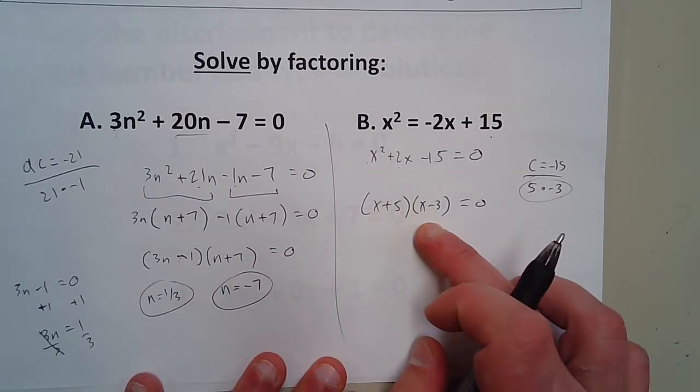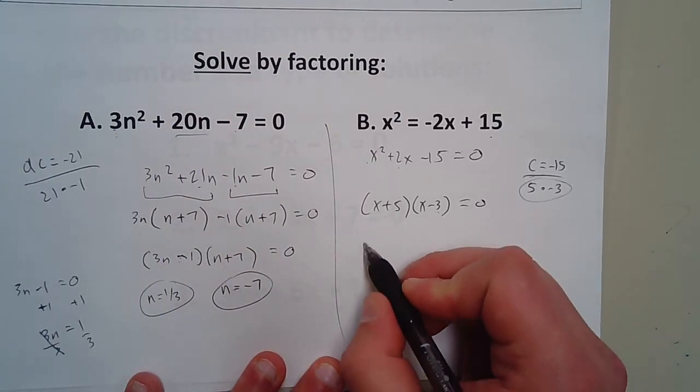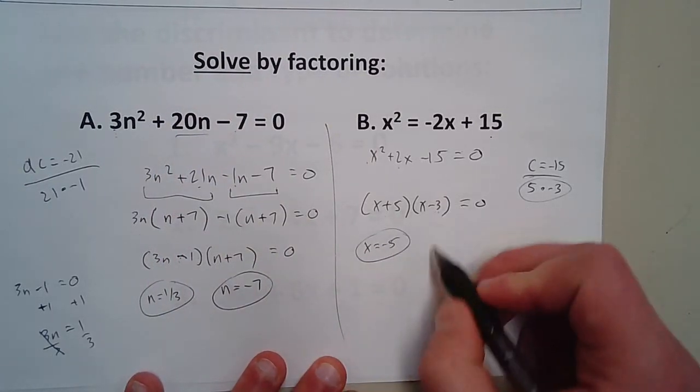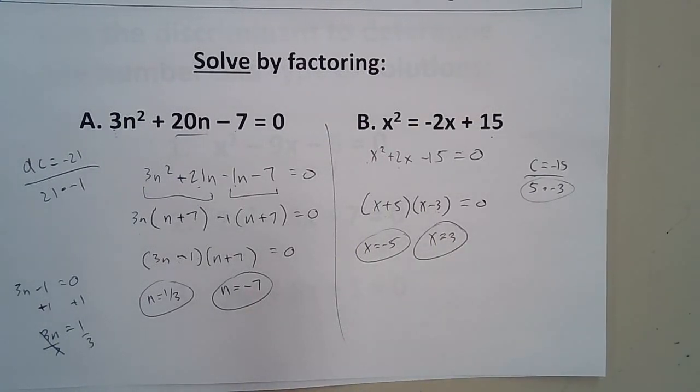So this would be the factored form, but we want the solutions. So what's going to make each part equal 0? So negative 5 would make this part equal 0, and positive 3 would make this part equal 0.